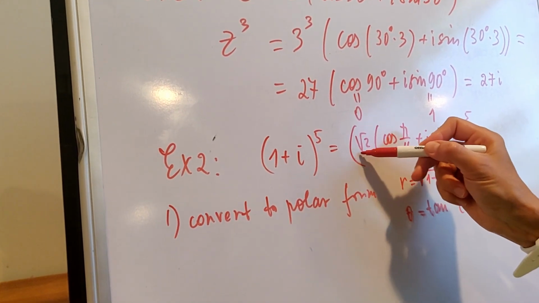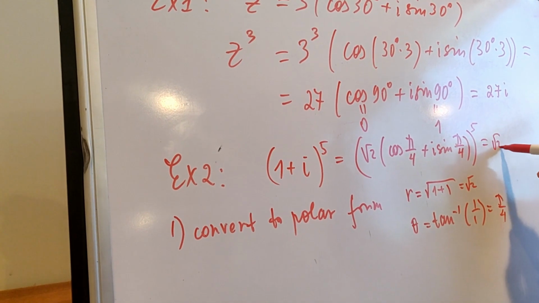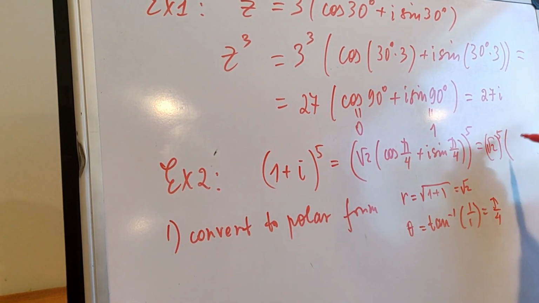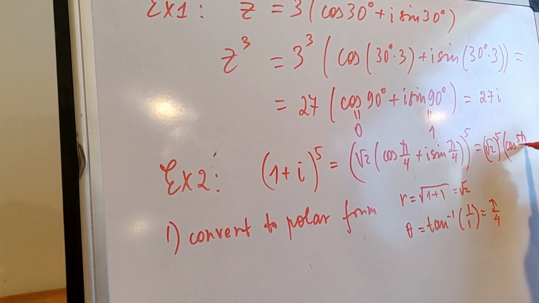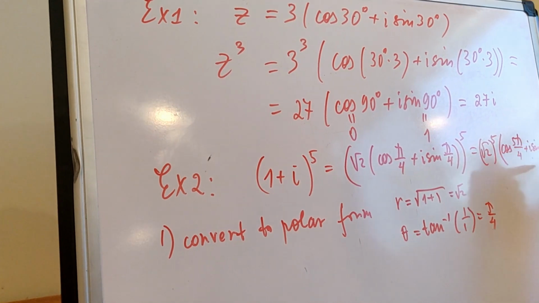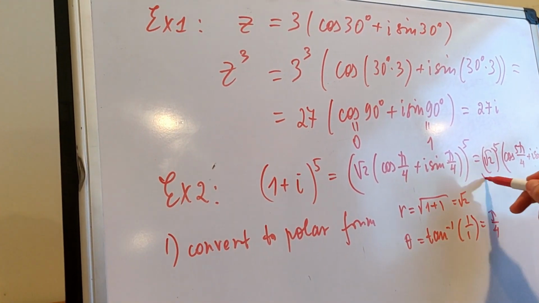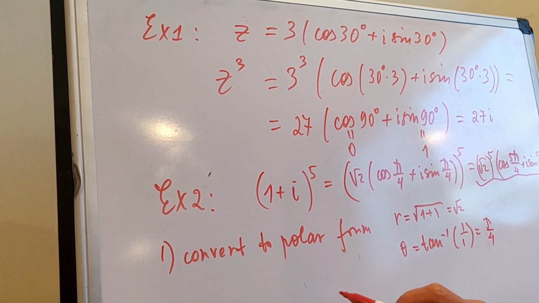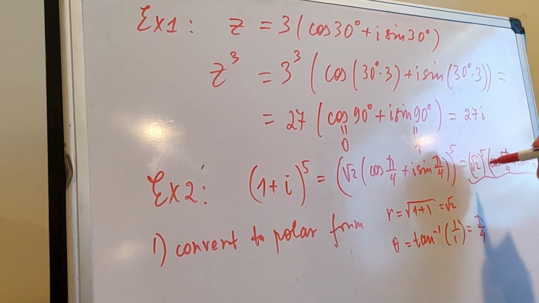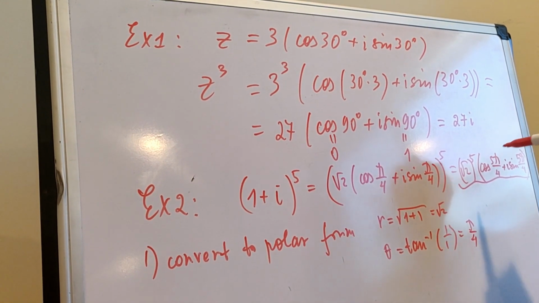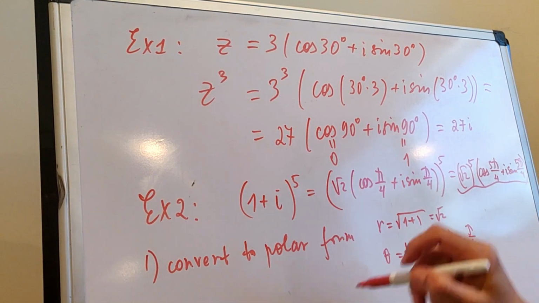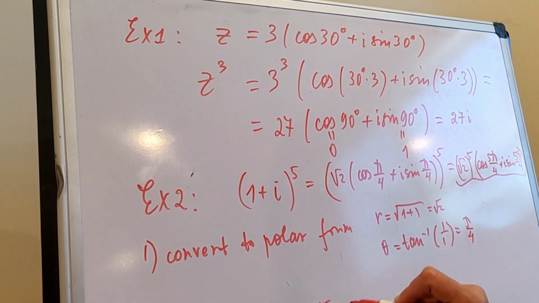Well, we remember that we put the 5th power over here, so square root of 2 to the 5th power, and then we multiply the argument by 5. So it's going to be cosine of 5 pi over 4 plus i sine of 5 pi over 4. Well, I'm going to calculate this and simplify, see what it's going to be. So when I multiply square root of 2 five times, I have square root of 2 by square root of 2, which gives me 2. One more square root of 2 by square root of 2, another 2. And one more square root of 2, which does not combine with anything. So I have 4 square roots of 2.